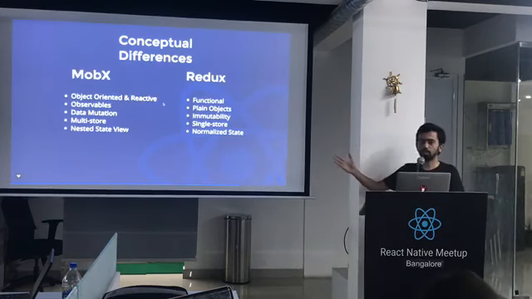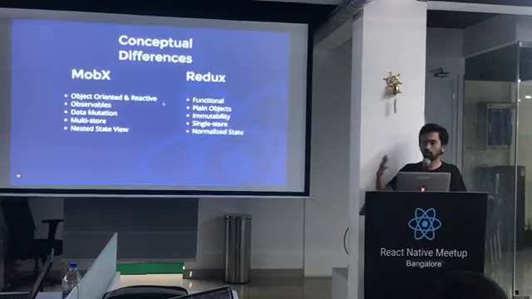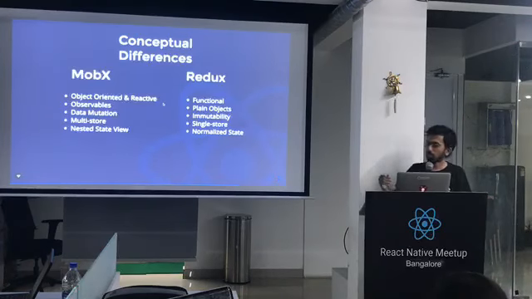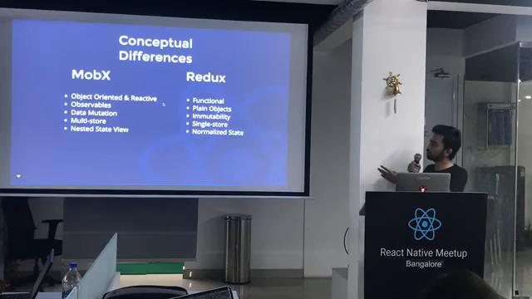And MobX has observables. What observables means is, in your classes which define your stores, the properties of those classes will be made observable, so that whatever is changed there, your components can listen to those changes. So to answer your question, components can subscribe to those changes. Whenever those properties are mutated, components will be re-rendered.